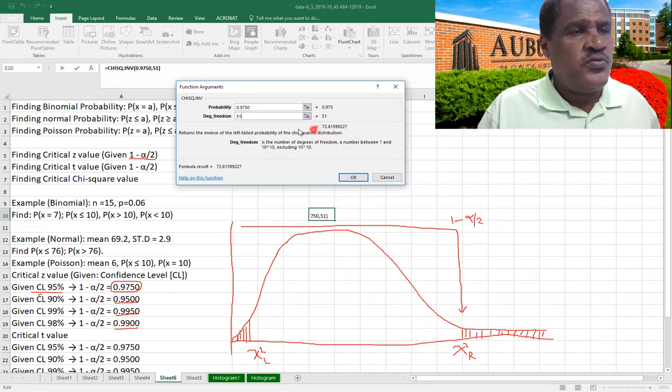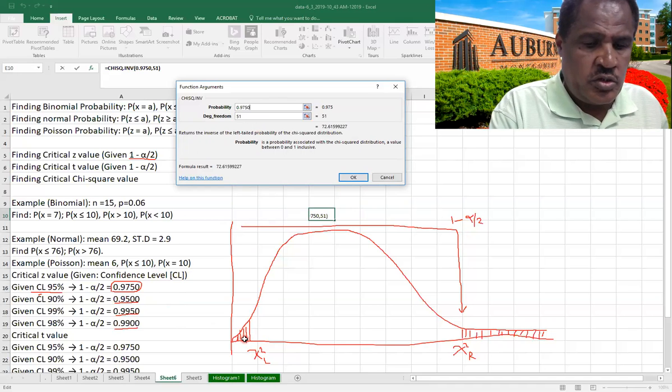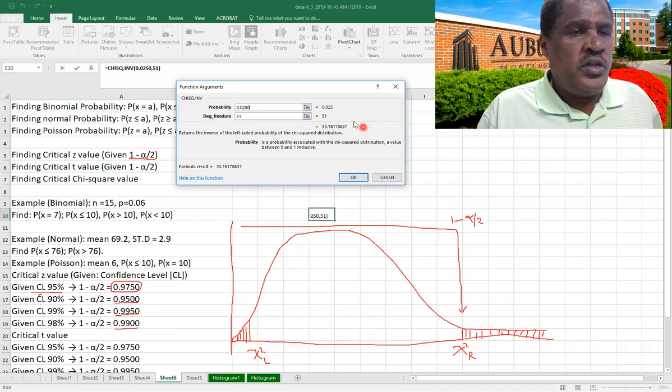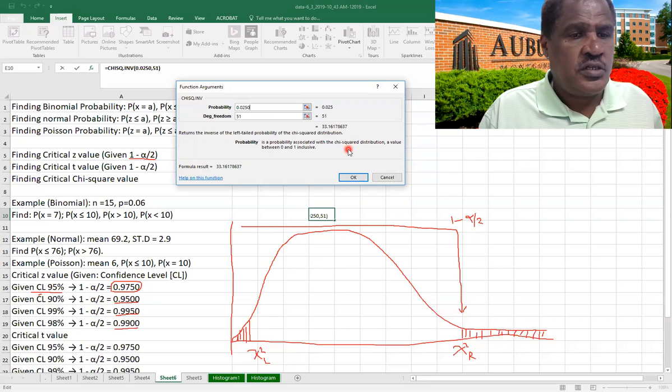Okay, and let's say you want to find the left critical value. For the left critical value, you just need to enter the left area. Okay, this is 1 minus alpha over 2, and the complement of that is alpha over 2, which is 0.025. So the left critical value is 33.167 and so on. Those are the critical values, okay? The left critical value is this much, and the right critical value is what we have seen earlier. So in this way, you can find all the critical values for the chi-square distribution, okay?